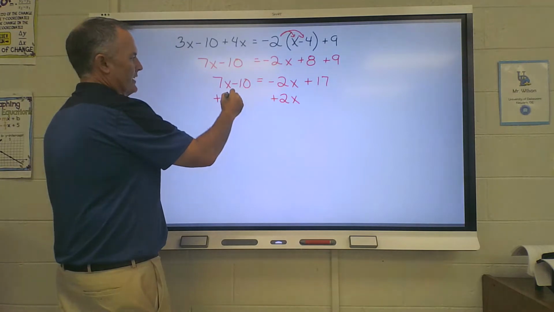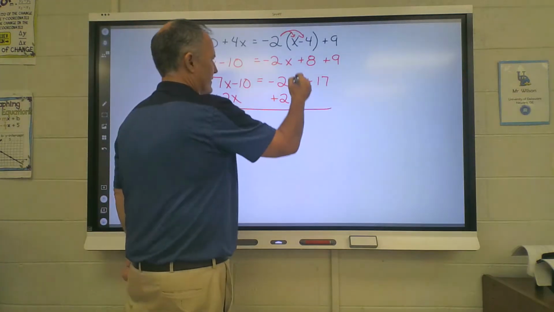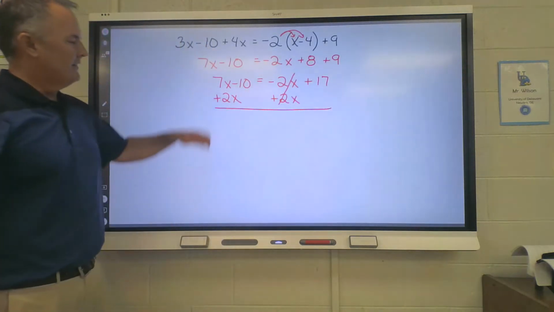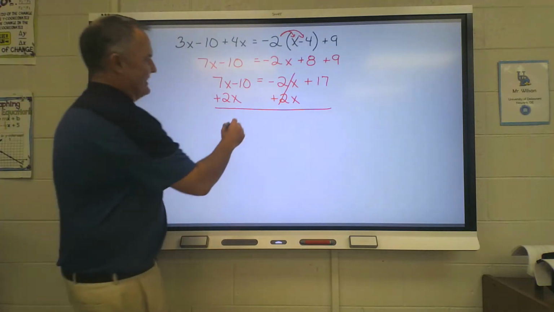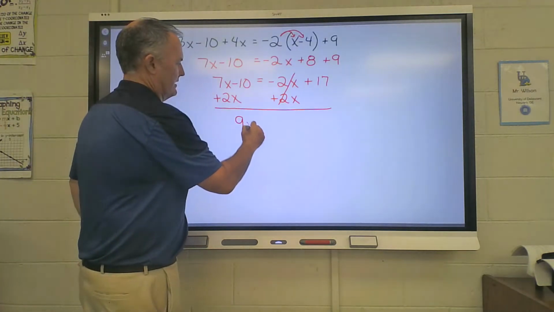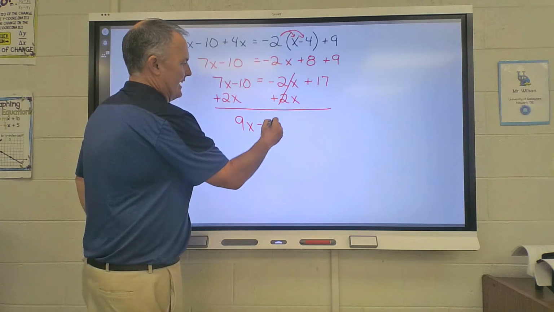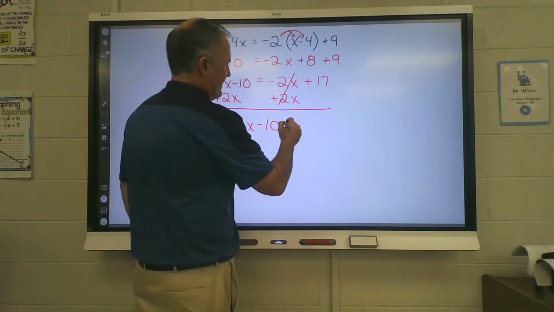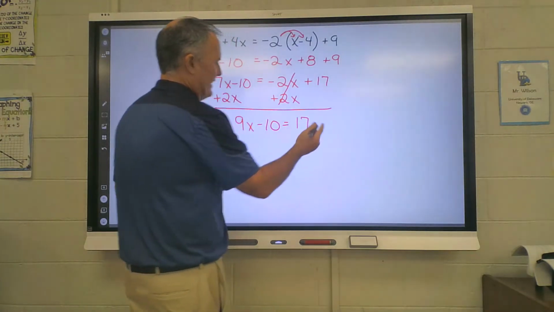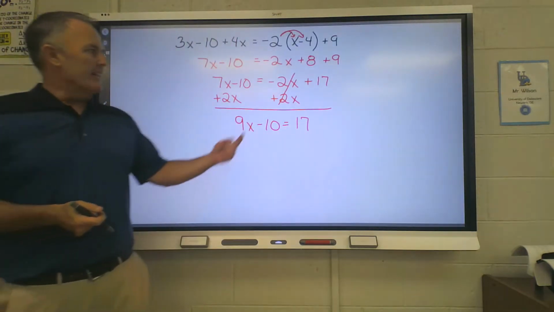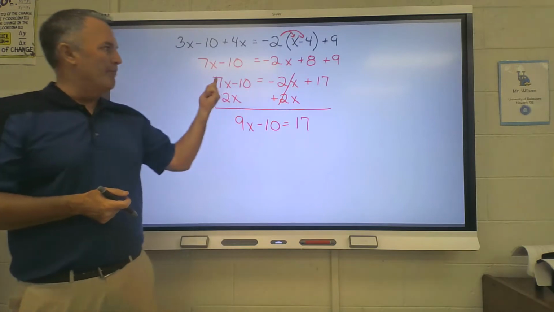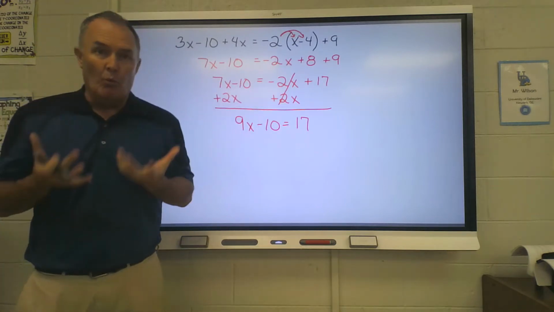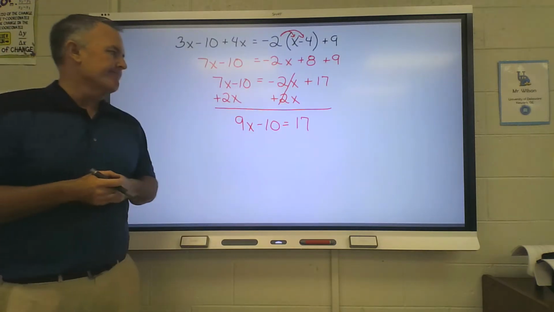I can do that to both sides. That would cancel it out. Now 7 plus 2 is 9x. I haven't done anything with the minus 10. You still got to leave the minus 10. And that is going to equal 17. So now we've gone, once again, from having a variable on both sides to just having it on one side. Now we can just solve for x.